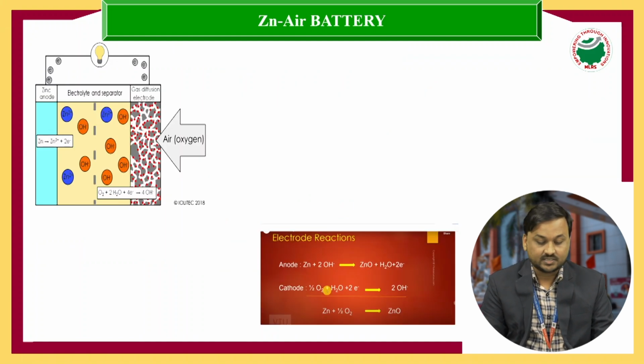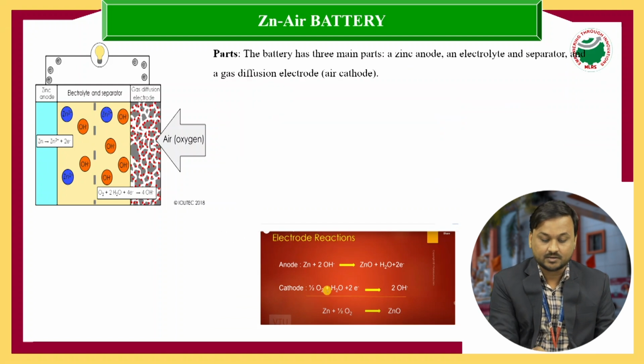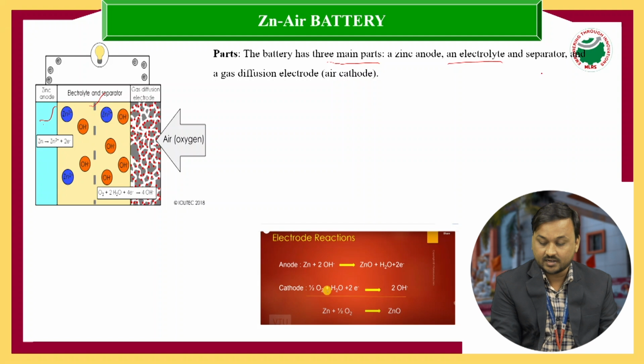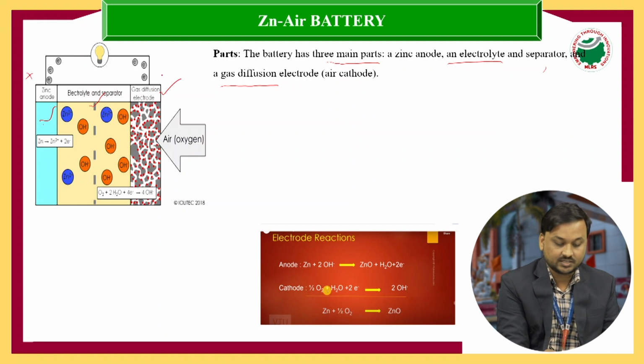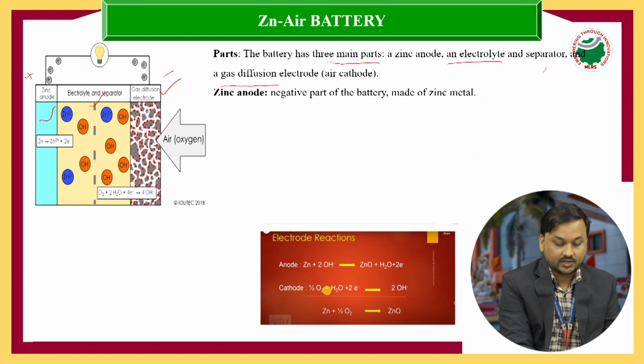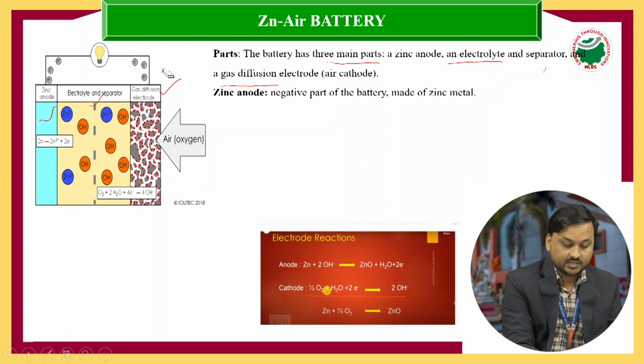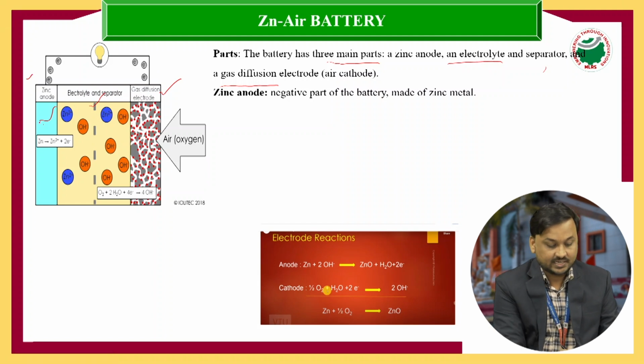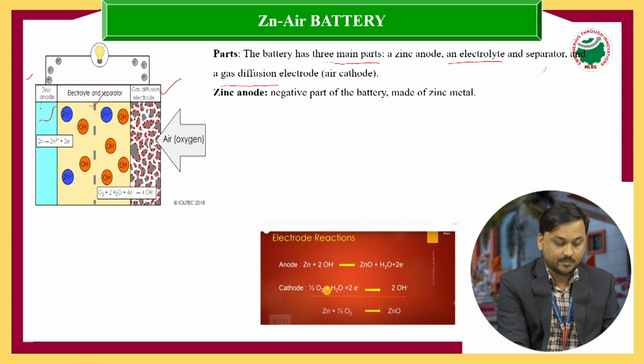This is the image of the zinc air battery, showing the parts of the battery. There are three main parts: the zinc anode, the electrolyte and separator, and the third one is the gas diffusion electrode. This is the air cathode. This is the positive charge, this is the negative charge. This is the electrolyte separator. The zinc anode is the negative charge. It is made of zinc metal.